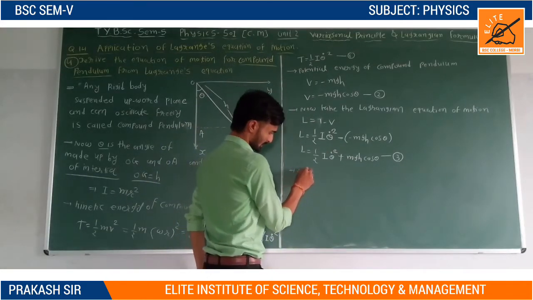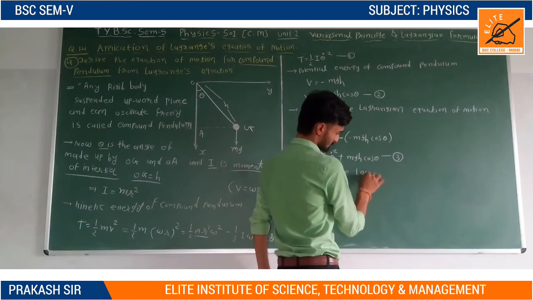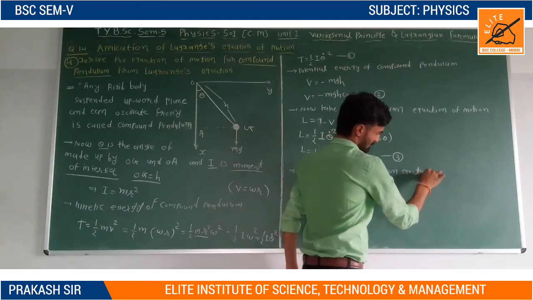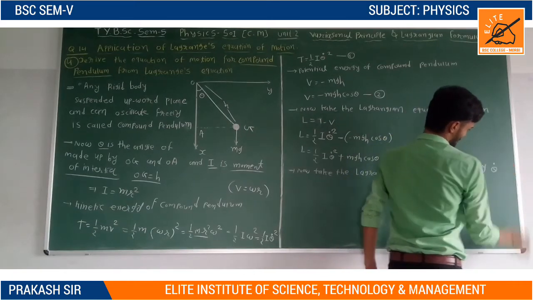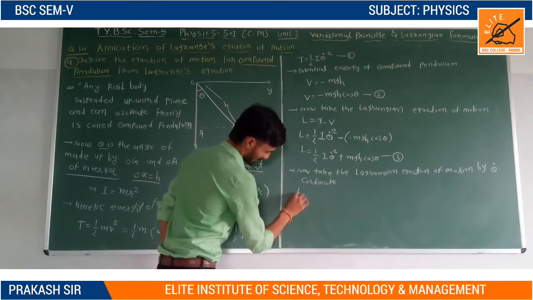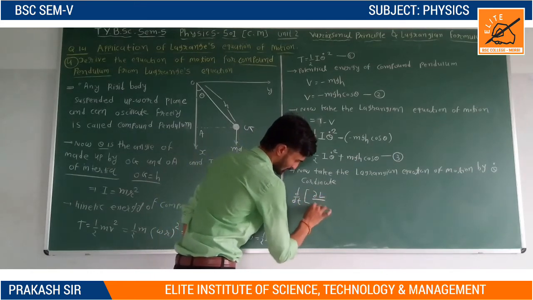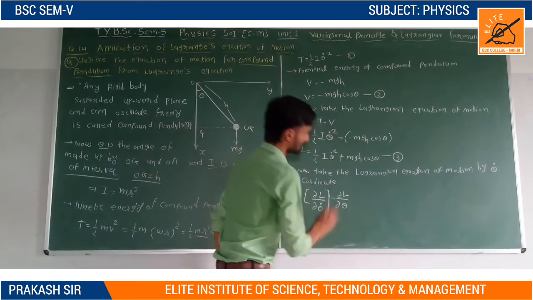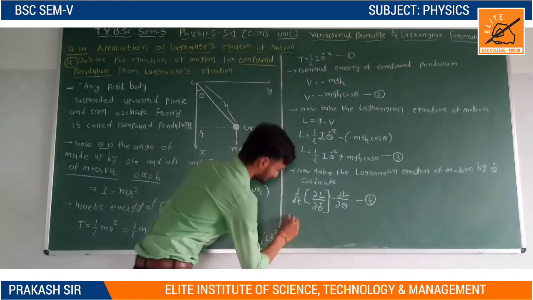Now take the Lagrangian equation of motion for the theta coordinate, which is d by dt of del L upon del theta dot, minus del L upon del theta, equal to zero. Equation number 4.